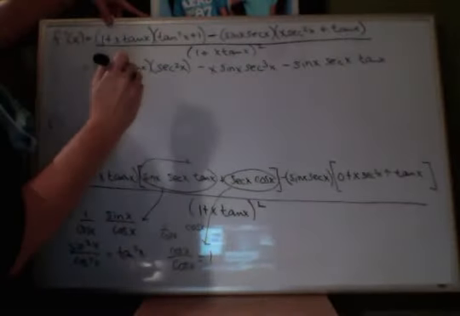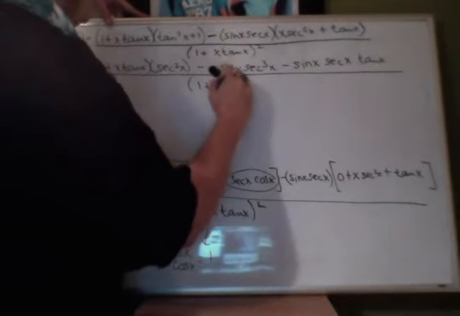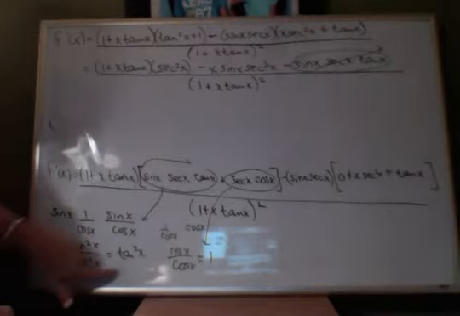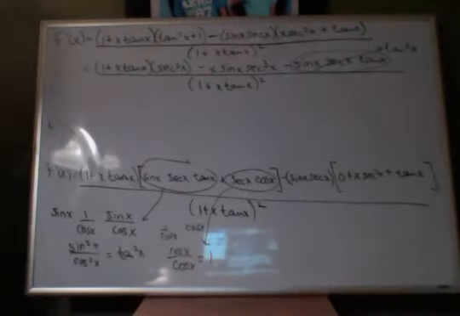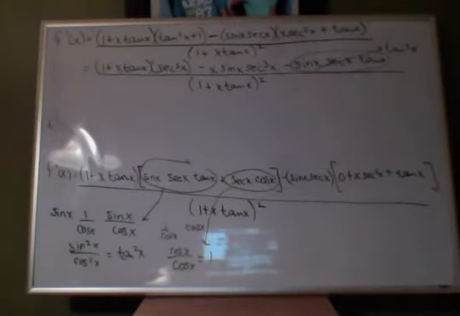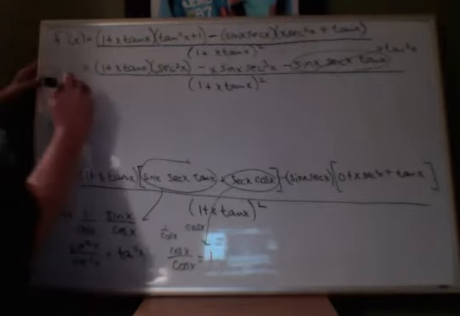All over 1 plus x tangent x squared. Now this sine secant tangent that we got over here, we just talked about it, right? This whole thing is going to actually reduce to, and it was down here at the bottom, tangent squared. Okay, so that's going to become tangent squared. And we're almost there. We're getting close.